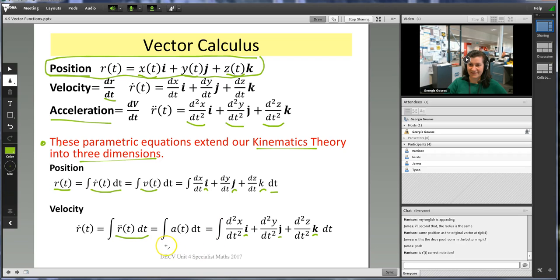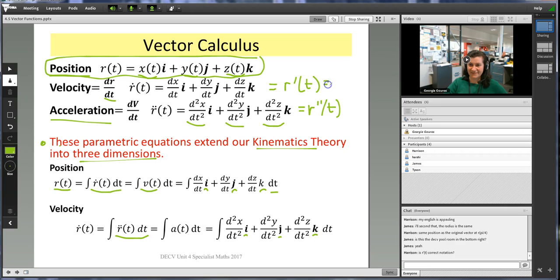Yes, that's right. So, yes, that is also correct notation. So you could actually say r dash of t, that's equivalent, or r double dash of t for acceleration here.